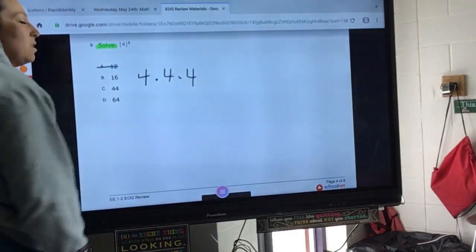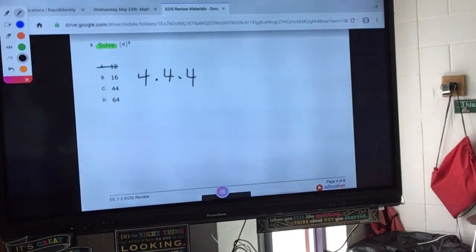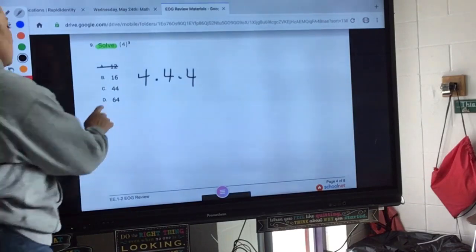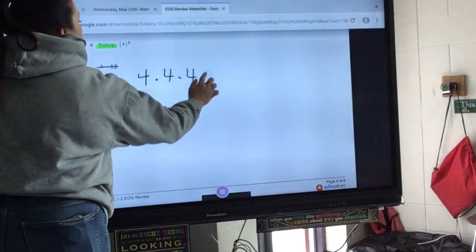Do not tell me it is 12. It is not 12. Why is it not 12? Isaac, why is it not 12? Because 4 plus 4 plus 4 would be 12. Right, and we're multiplying. Perfect. All right, so 4 times 4 is what? Olivia? 16 times 4 is? 64.